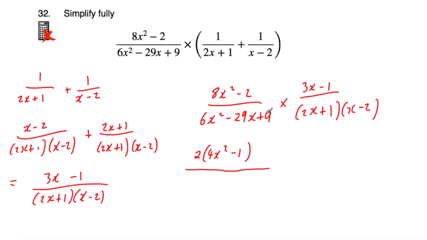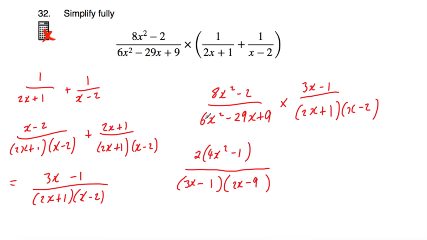And then over. If we factorize this denominator, we're going to get bracket, bracket, and then we're going to have 3x and 2x. Then in terms of the numbers, they're going to multiply together to be 9. And when we expand our brackets, we're going to get minus 29x. So it's going to be a negative and a negative. I'm thinking if we put a 9 here and a 1 here, let's see if that works.